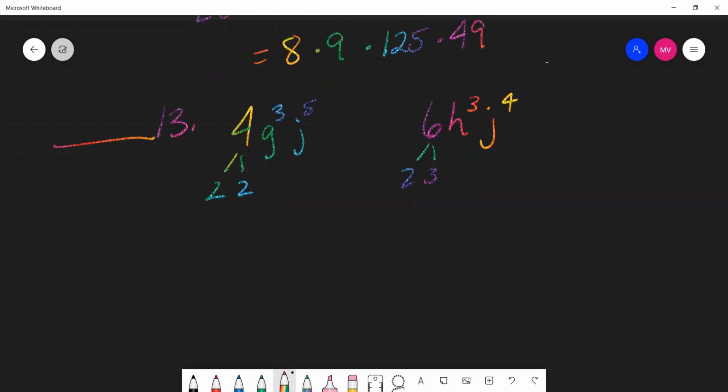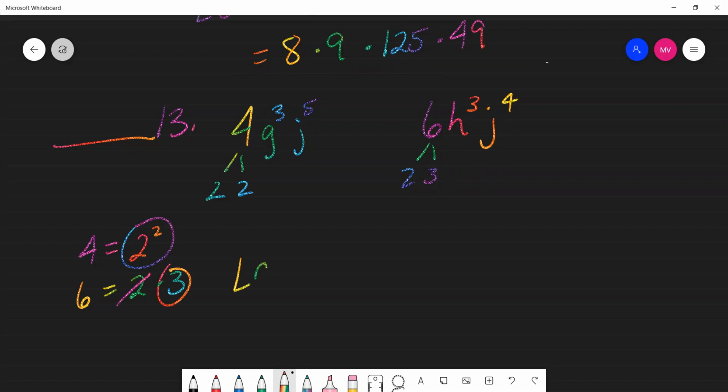So remember, when you're looking at least common multiple, you got to include all of them. So we have 2 squared over 6. We have 2 times 3. Well, we have a 2 in both prime factorizations, but use your larger one. So 2 with the higher exponent, and then 3. So with your least common multiple, you're going to have 2 squared times 3, which is 12.